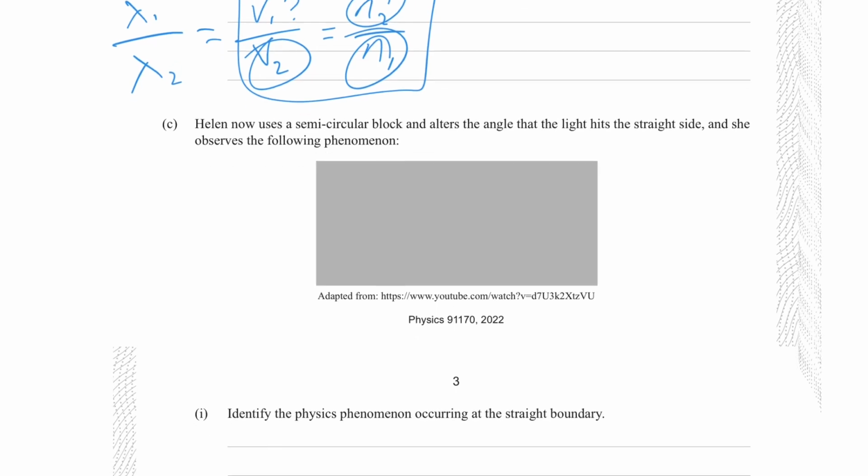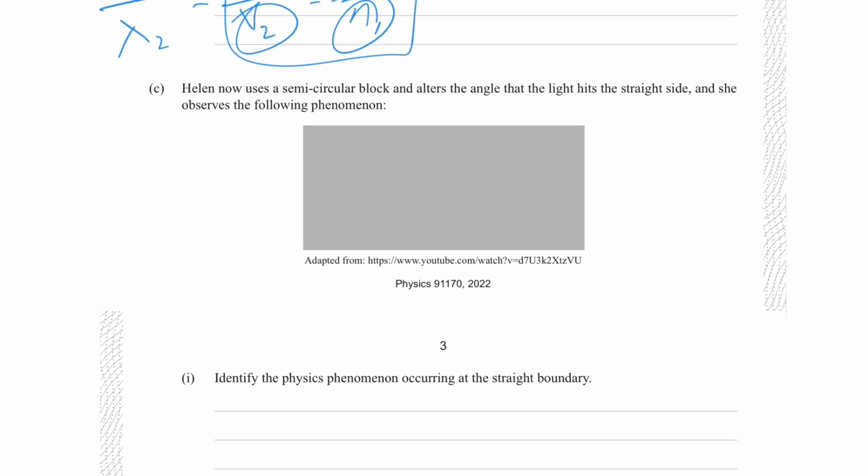Helen now uses a semicircular block and alters the angle that light hits the straight side and observes the following phenomenon. So this is probably a critical angle calculation because that's fairly straightforward, and this is a classic experiment for that, where you have your incident ray coming in at different angles until, oh, hang on a minute, wrong way.